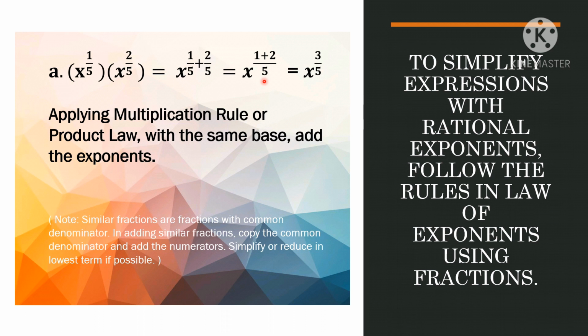And then, we just simply add the numerators. When we say numerators, ito yung mga numbers sa taas ng fraction. So, ang numerators natin ay 1 at saka 2, i-add lang natin yan. Kaya meron tayong 1 plus 2. So, 1 plus 2 is 3, and then yung common denominator natin is 5. So, the product is x raised to 3/5. Kung pwede pa pong i-reduce sa lowest term ang fractional exponent natin, kailangan po nating i-reduce yan. In this case, 3/5 ay nasa lowest term na siya. So, ang final answer po natin ay x raised to 3/5.